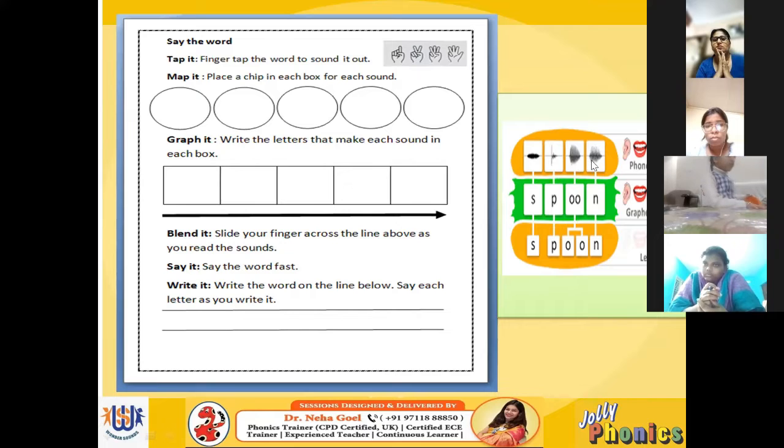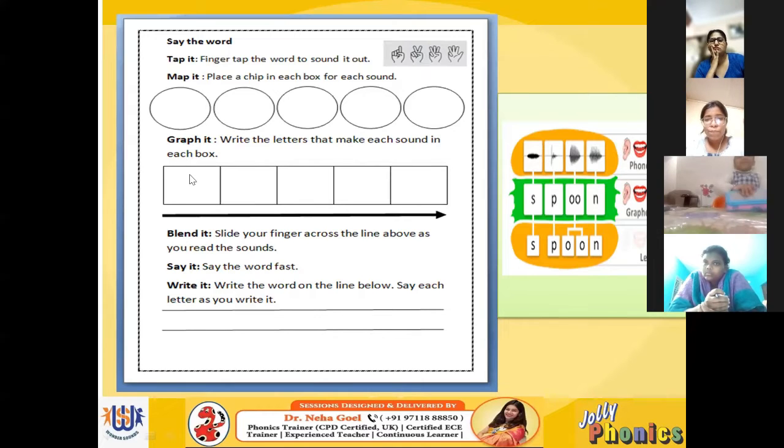Can you see this voice modulation? Suppose I'm saying s, p, u, n. Okay. So how can we do mapping? You say the word, then tap it. Okay, I will just practice that with you. Tap it. Now you can map it. Now what is mapping? That also I will show you.